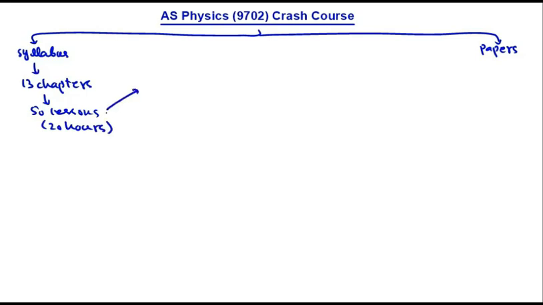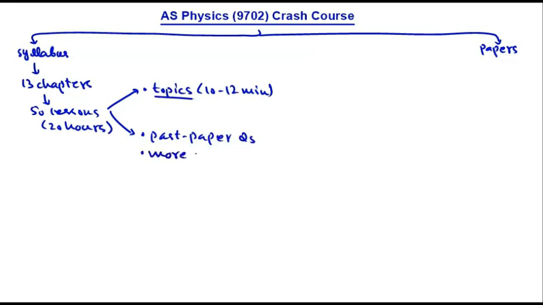Students, each lesson will consist of two parts. In the first part, we will learn 1, 2, or 3 topics of AS Physics in about 10 to 12 minutes, depending on the size of the topics, of course. And in the second part, we will do past paper questions on the topics covered in the first part of the lesson. And then at the end of each lesson, I'll give you some more past paper questions for practice that you have to do in your AS Physics workbook of topically arranged past paper questions.